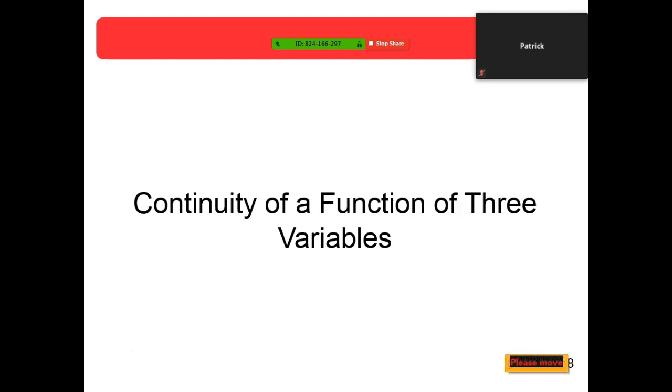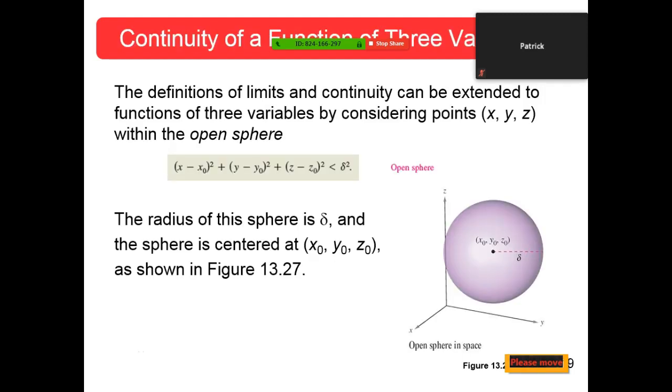Now let's move to continuity of a function in 3 variables, 3 independent variables. You might say, we're just doing 3 variables. No, those are 3 variables, but 2 were independent. These are 3 independent variables. The definition of the limit and continuity can be extended to functions of 3 variables.